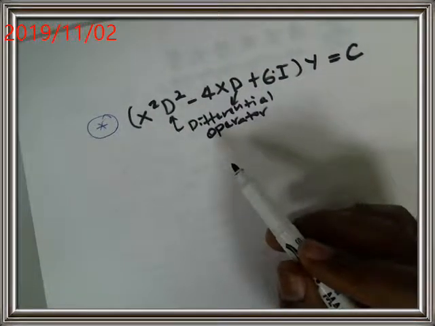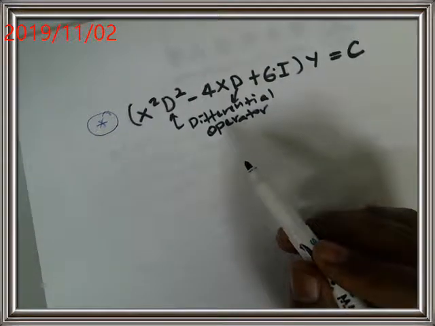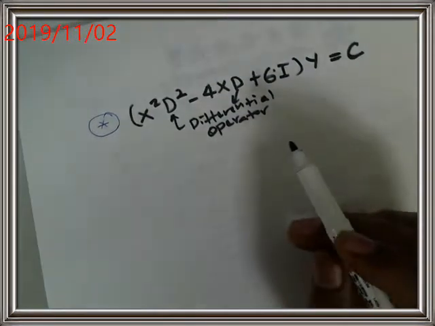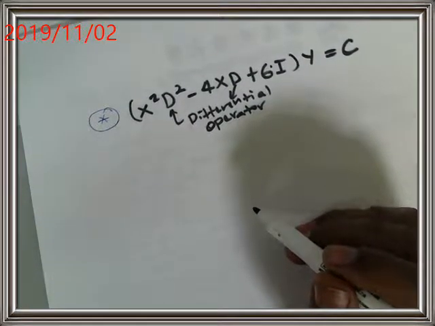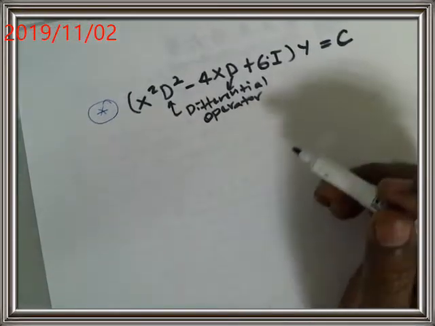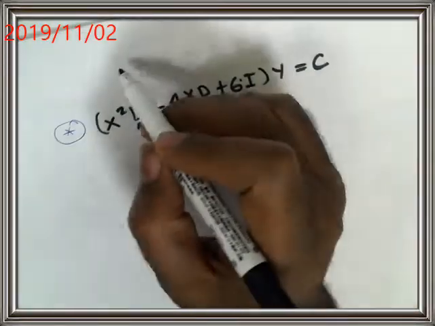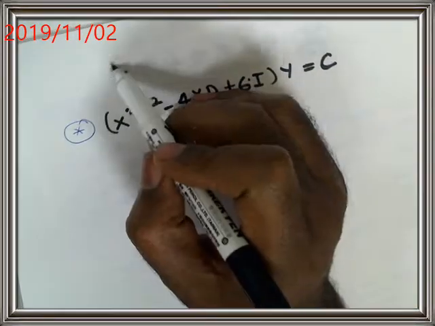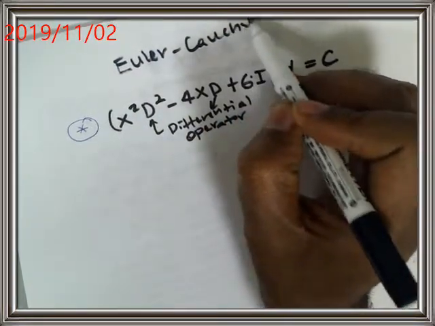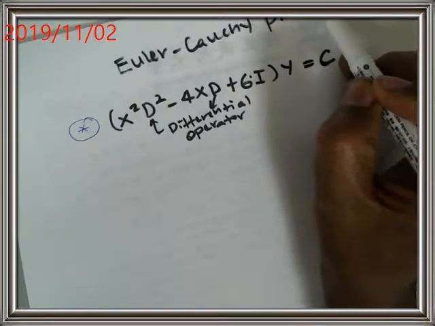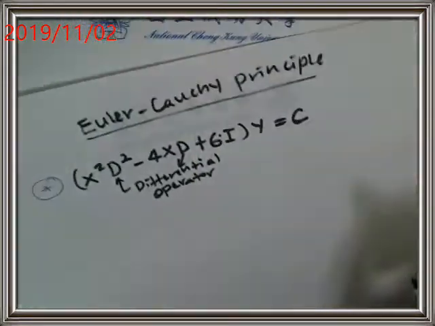shows that this second order ordinary differential equation is non-homogeneous by nature. And we have to use some trick to solve this second order differential equation, which is non-homogeneous. So the principle we're gonna use is the Euler-Cauchy principle. Okay, we use this principle to solve this problem.